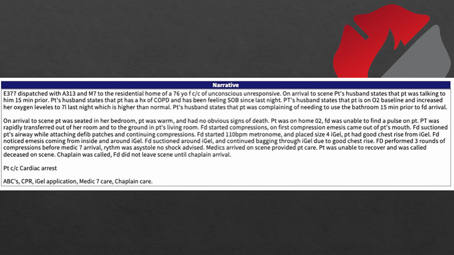When you establish an I-gel, saying good chest rise and fall, good exchange of oxygen, good ventilation, all those sorts of key comments to make during your narrative are really important. Ultimately, the chaplain was called. They couldn't resuscitate this patient, but every opportunity was provided to her to recover, so good job.